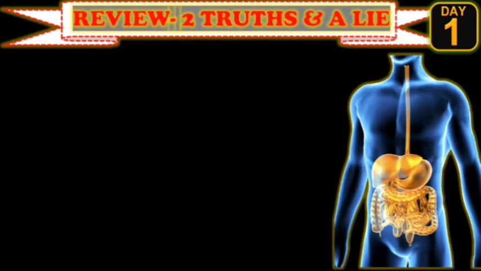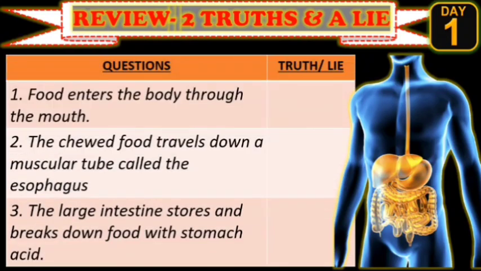We have 3 questions here. 2 of them are truths and 1 is a lie. For number 1, the food enters the body through the mouth. Is that true or a lie? Yes, that is what you call truth. Next, the chewed food travels down a muscular tube called the esophagus. Yes, correct. That is true.